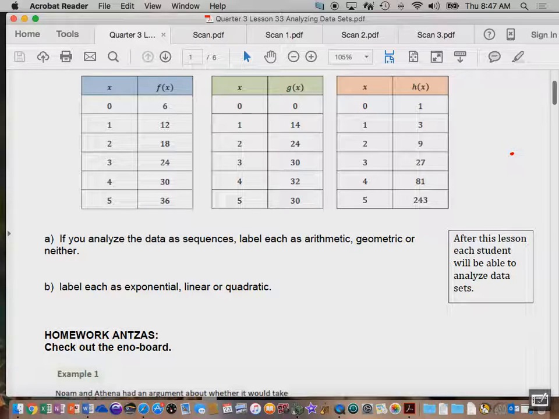So if I look at this one, what is this going up by? 6 every time. So what kind of data would this be, if you go up by the same amount every single time? Linear. Linear, good. It's also, if I expressed it as a sequence, it would be arithmetic, because it's going up the same amount every time. What about this one? Quadratic.